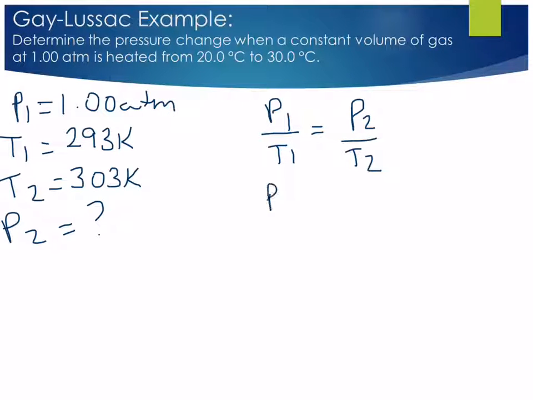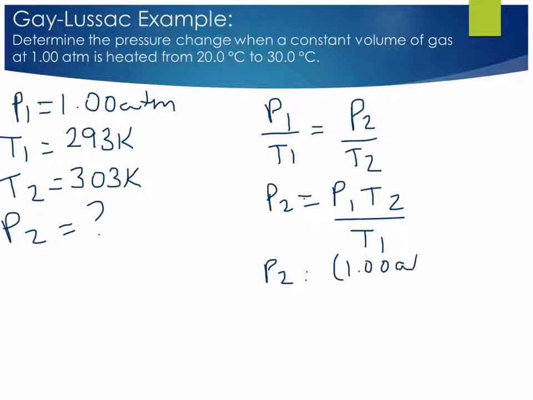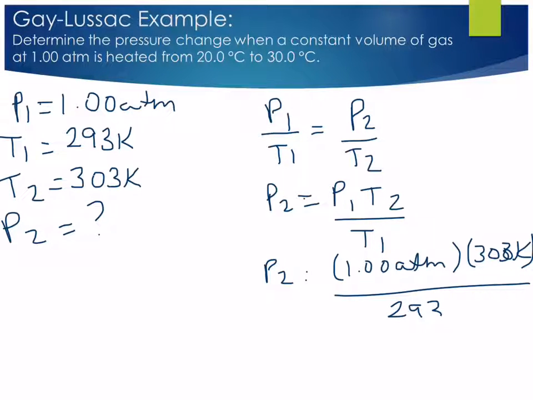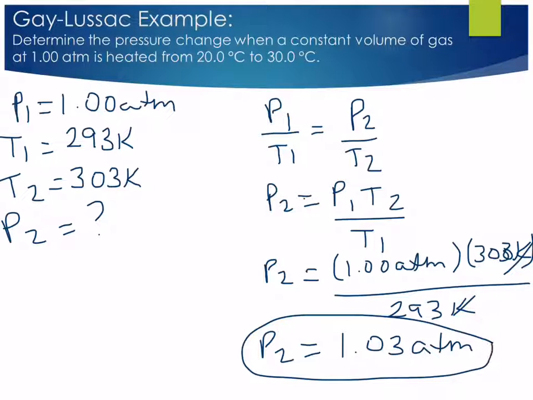And that formula rearranged would look like this. And then we can put our information in. So we have 1 atmosphere, 303 Kelvin over 293 Kelvin. So our kelvins will cancel. We get a pressure in atmospheres, and that is 1.03 atm. So not a huge change in pressure, but it does go up.